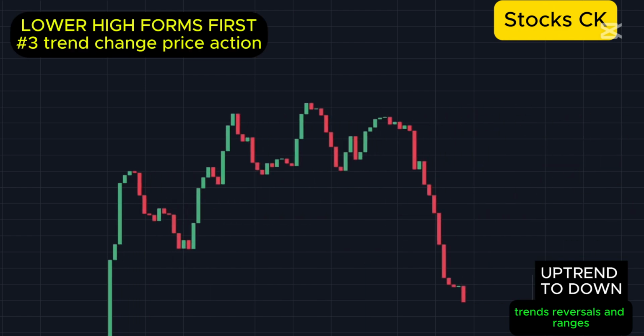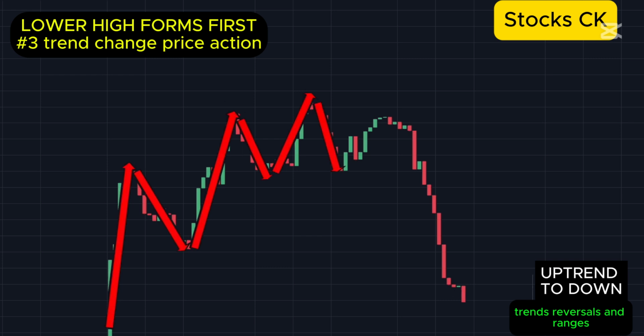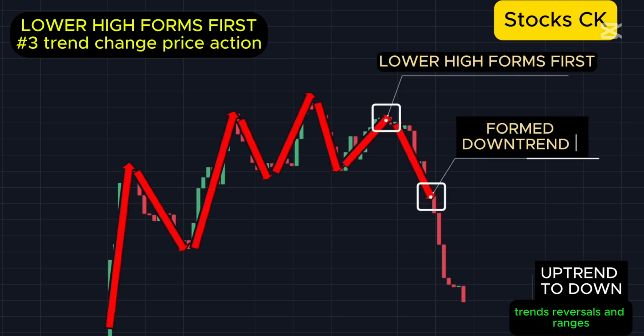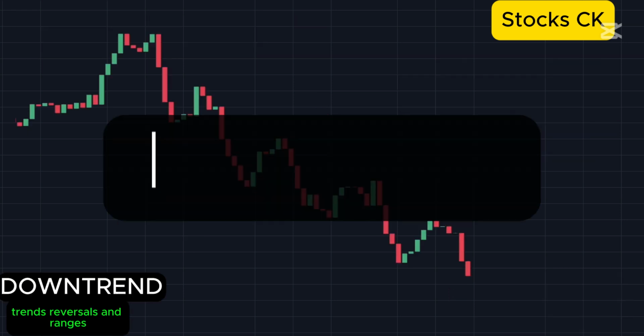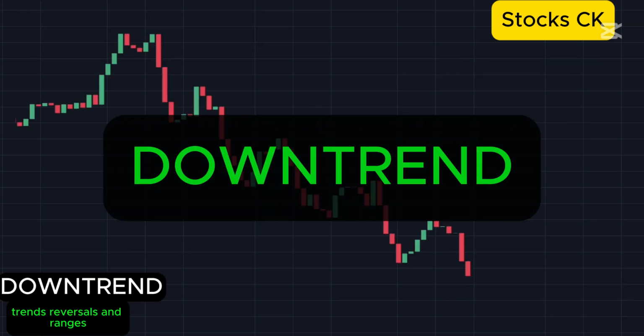Type 3. You have your uptrend through the higher highs and higher lows before you have a lower high that forms, followed by a trend change, breakout and lower low. Now going in the opposite direction, in a downtrend.